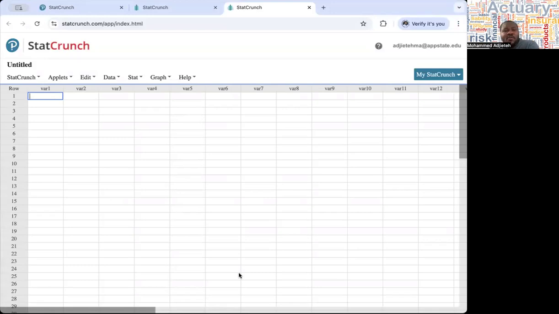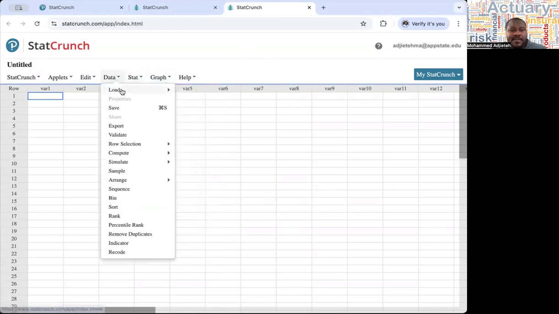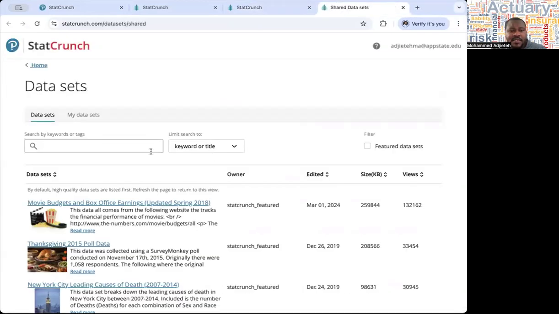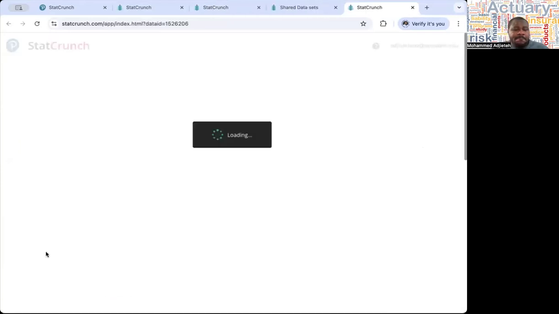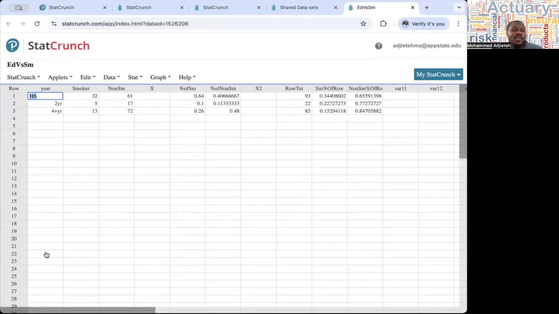So we are in StatCrunch. To load this, we go to Data, and then we load from shared data set, and then we type in ED versus, I think it's SM. Let me check the data set. Yes, ED versus SM. We hit enter, and there we go. We are looking for the one with Susie and Hall. So we see we have the data here.